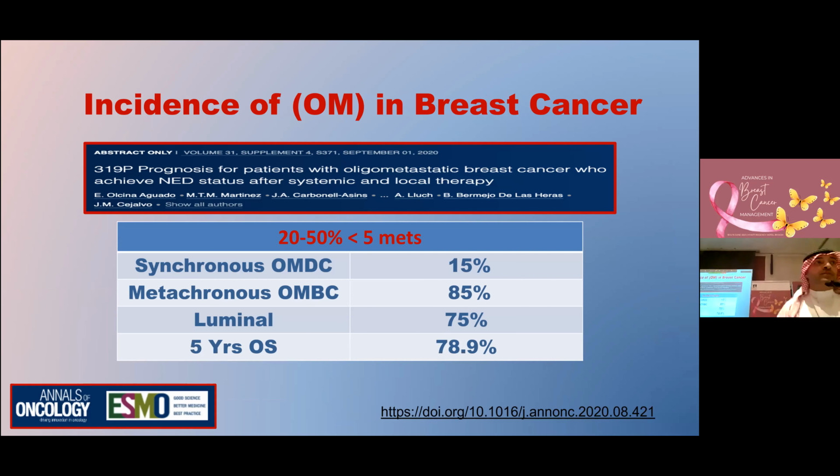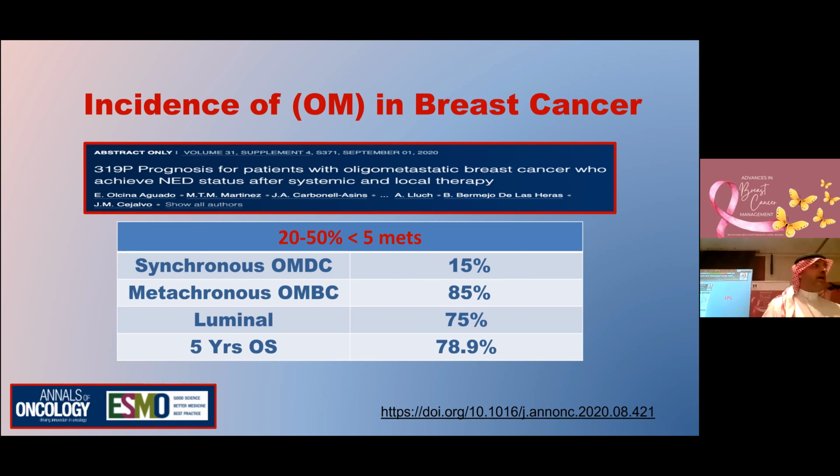Synchronous about 15%. That means the patient presented with metastatic disease. And metachronous, that means the patient presented with the early stage. Most of them, 80%, was a stage 2 breast cancer. And down the road, they relapsed, and then you call it metachronous disease. 75% of them was luminal, and 5 years overall survival reached about 78%.